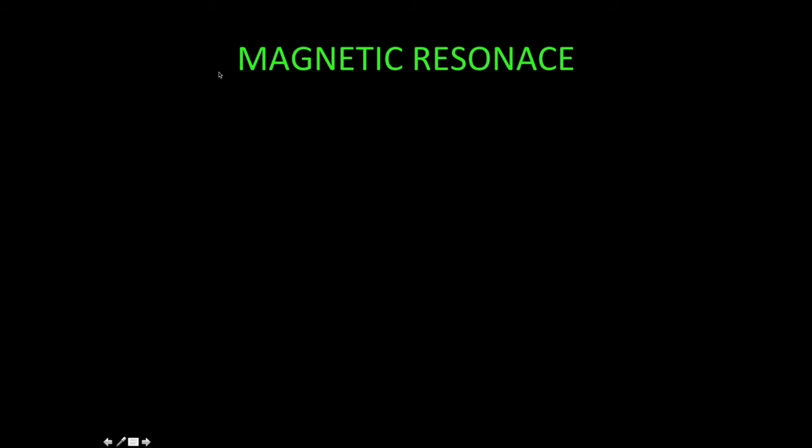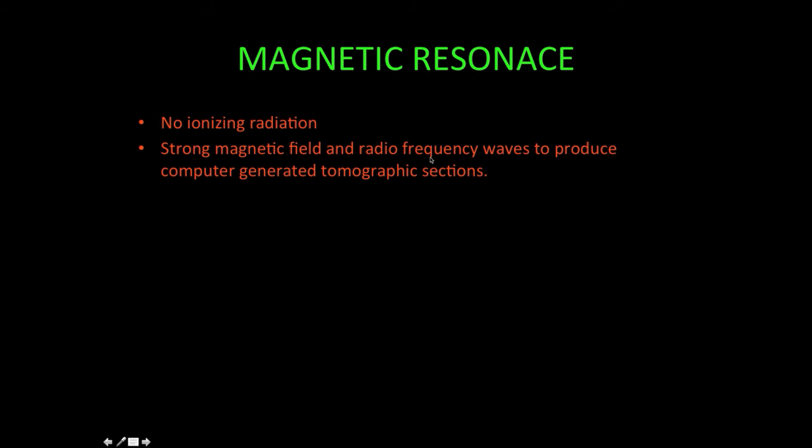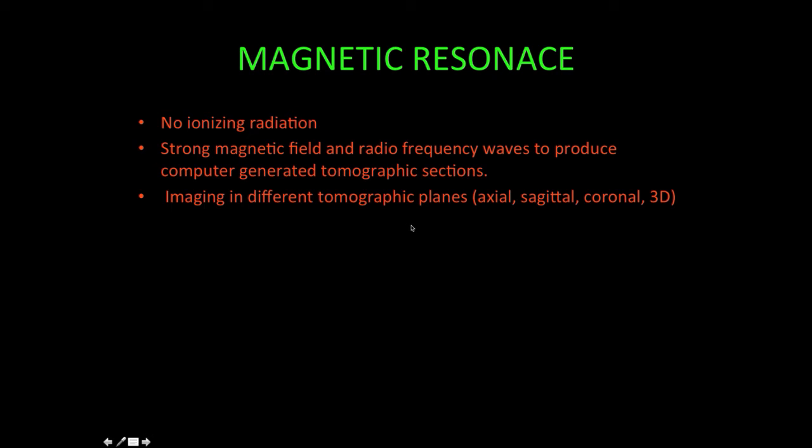Now with magnetic resonance imaging, which is probably the most recent kid on the block for big discoveries in radiology, it uses no ionizing radiation. It uses a strong magnetic field to produce computer images which are like tomographic sections, just like in CT. We can acquire the images in different planes: axial, sagittal, coronal. We can even do 3D reconstructions.